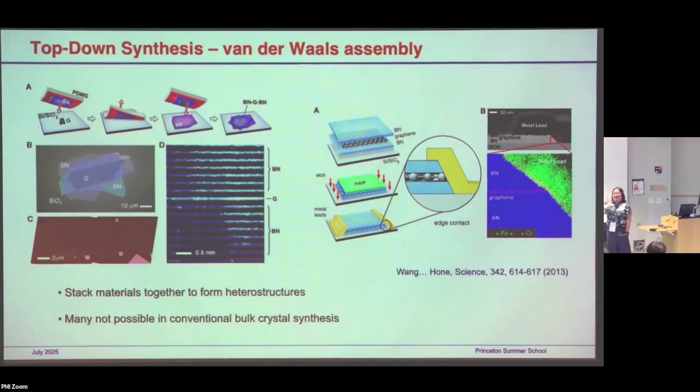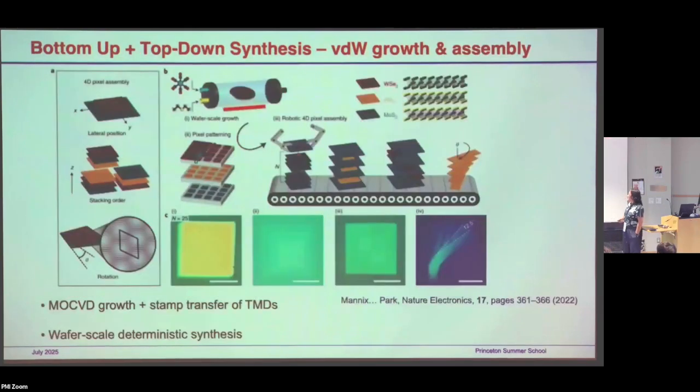But I think right now, probably the best stacks are still made, fortunately or unfortunately, depending on your perspective, by humans. Lastly, I want to also point out there's now a push to combine the two synthesis routes, which is bottom up plus top down.